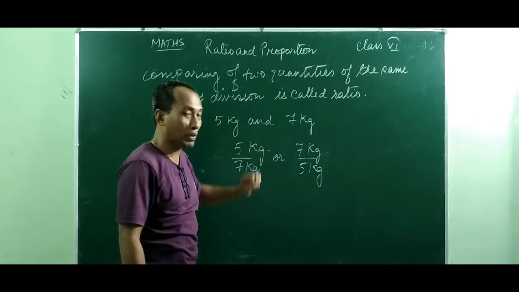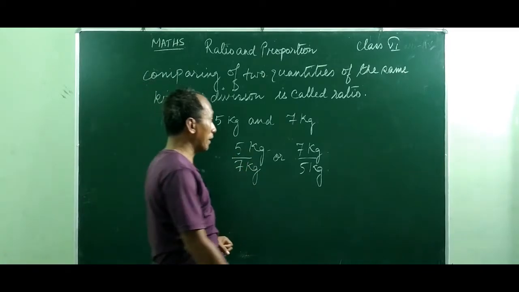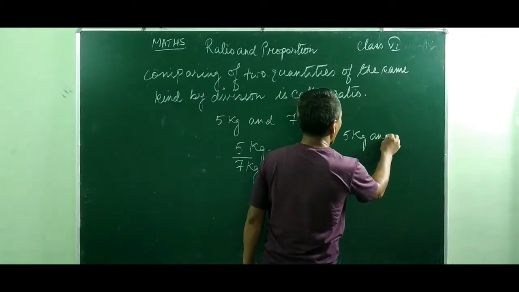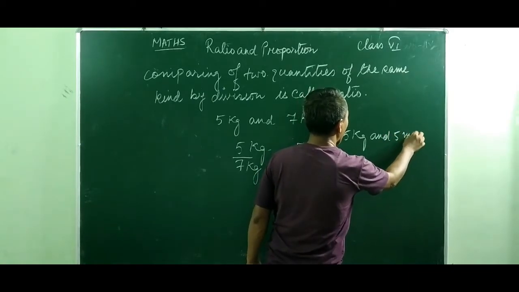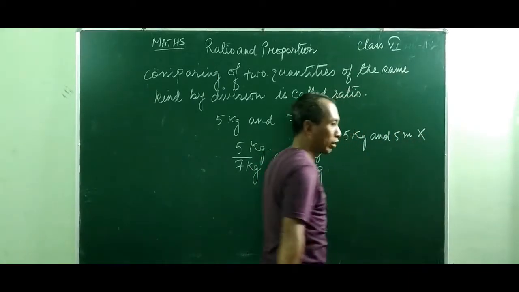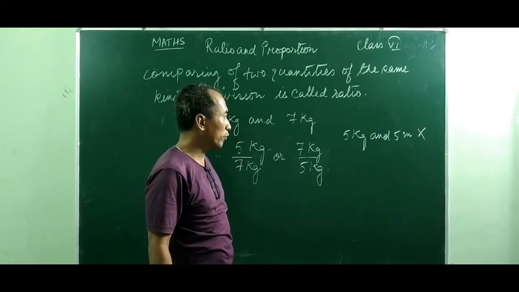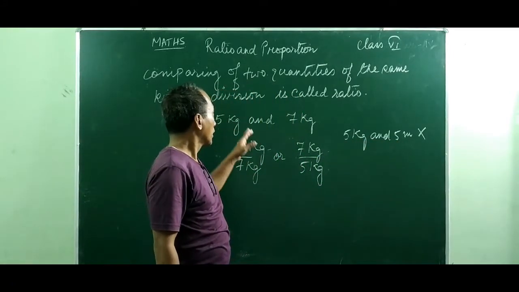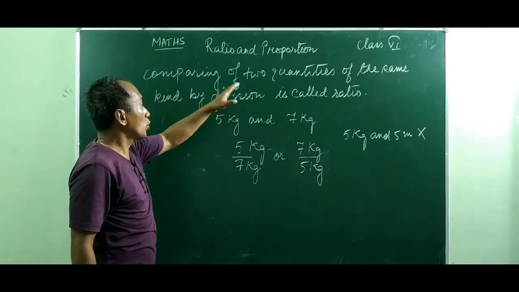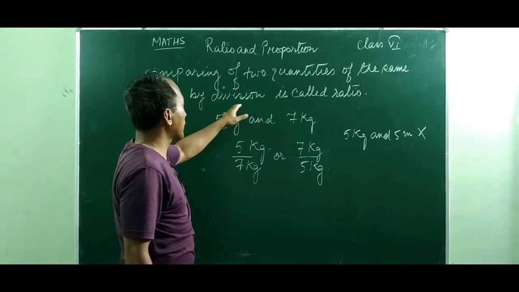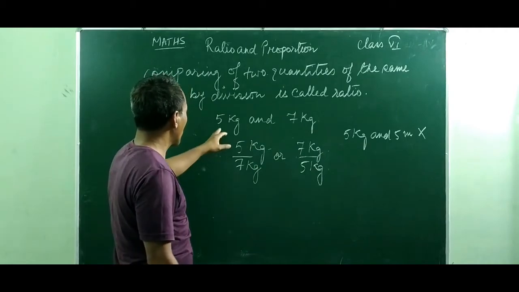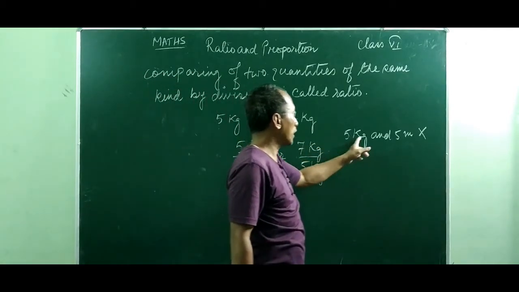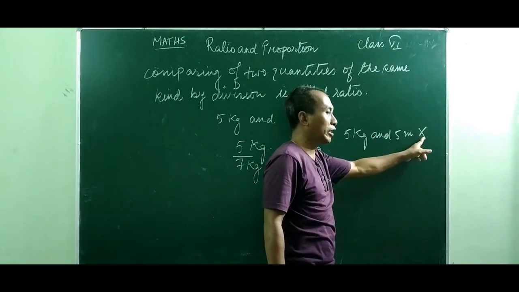But the two quantities must be of the same kind. You cannot compare between 5 kg and 5 meter. You cannot compare. Ratio cannot be formed if the units are not same. I repeat again, comparing of two quantities of the same kind by division is called ratio. So same kind means it must have the same unit. If the units are not same, then ratio cannot be formed.